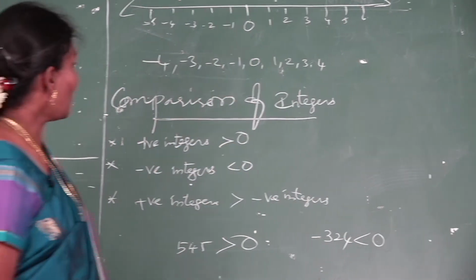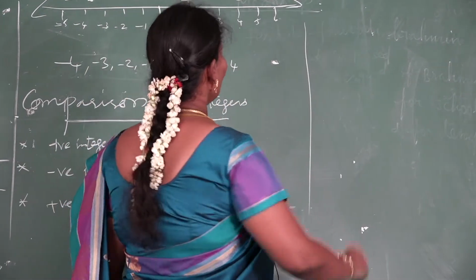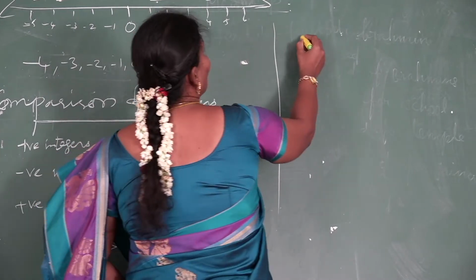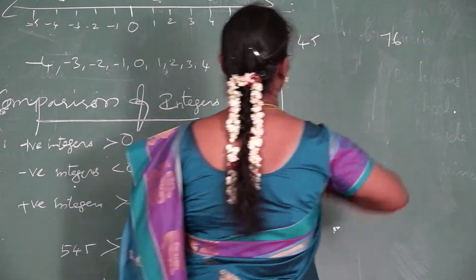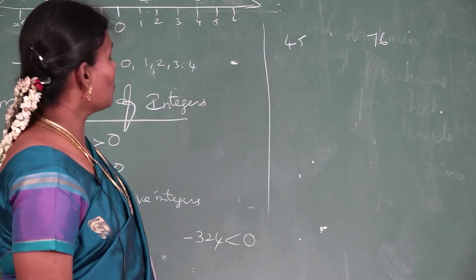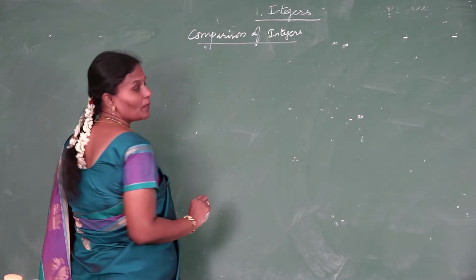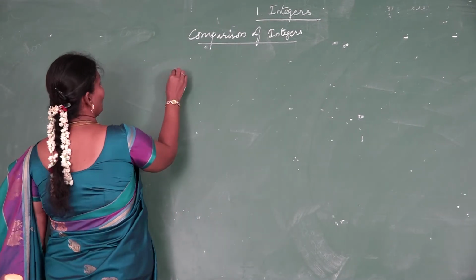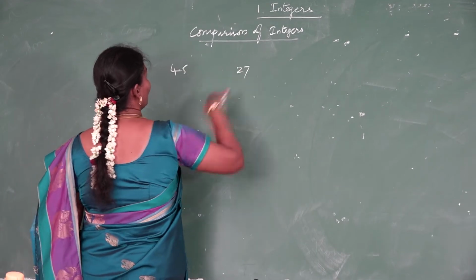Okay. Now compare positive and positive. See, for example, 45 and 76. So compare these two integers, both are positive. Now we compare positive with positive integers. Okay, for example, 45 compared with 27.